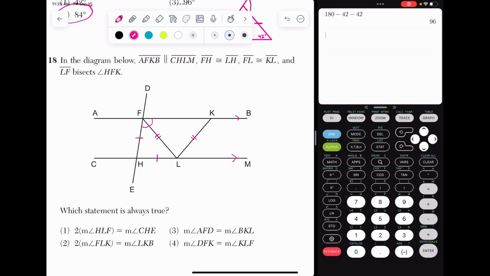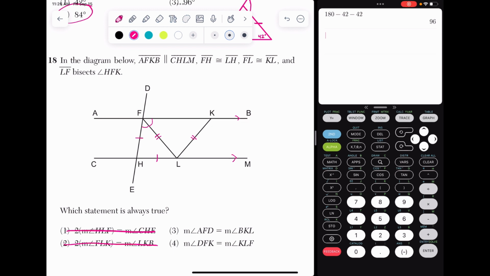Choice 1, the measure of angle HLF, okay, so I'll just mark here, if I double it, is equal to the measure of angle CHE. I have no reason why that would be true. I don't even have any markings around there. So I'm going to leave that out. Choice 2, doubling angle FLK is equal to angle LKB. It's a really similar answer to choice 1. And again, I just have no reason that I know that that's true. So I'm going to take that out as well.